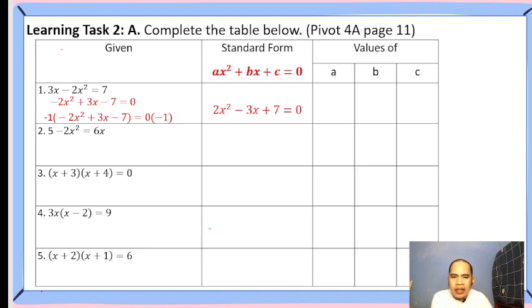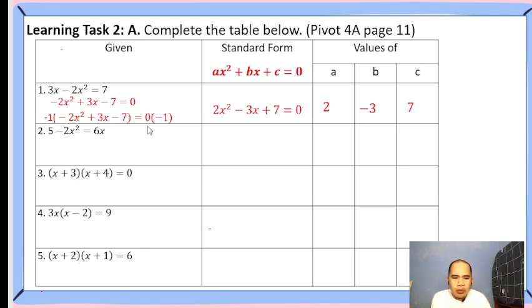So, in identifying the values of A, ang A makikita natin sa quadratic term, that is the numerical coefficient of a variable na may exponent na 2. So, in this case, our A is 2, our B is negative 3, and our C is 7. So, that is for our number 1.